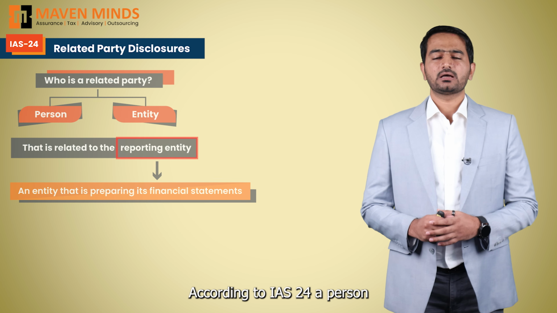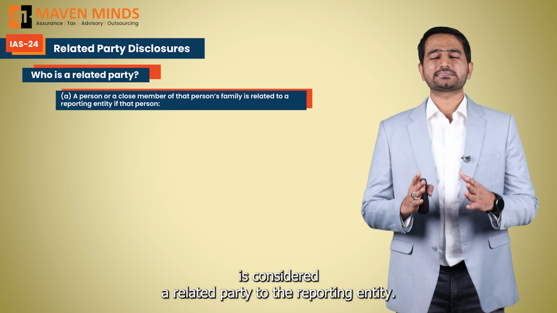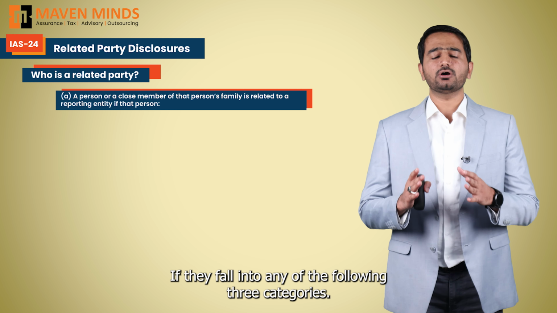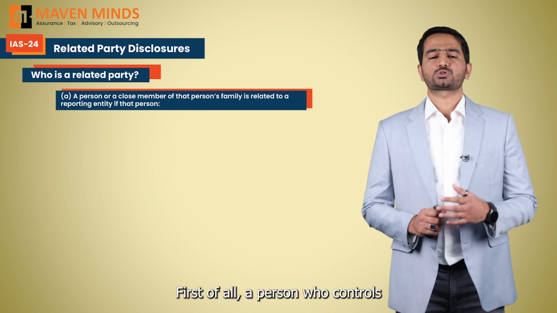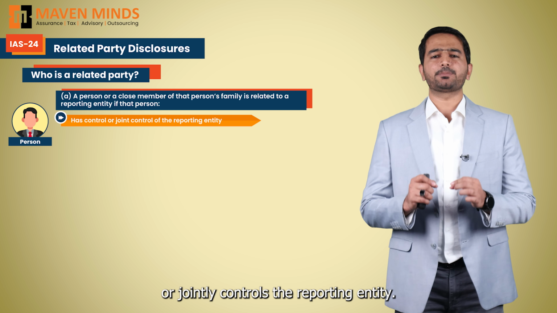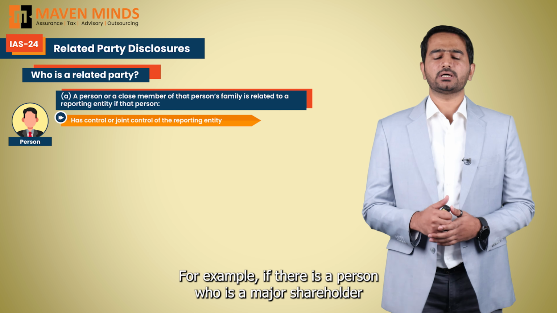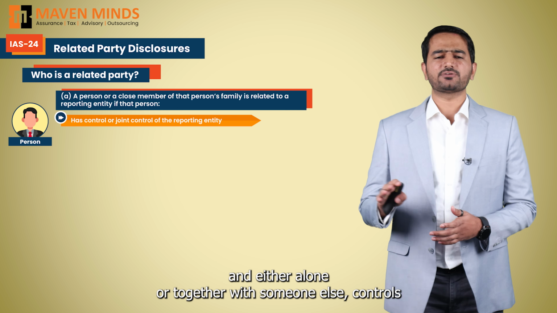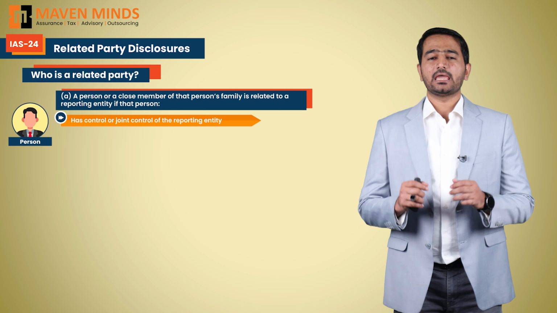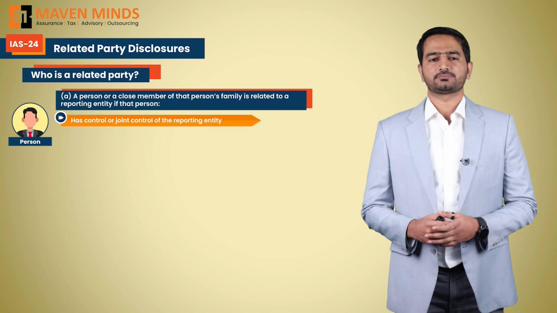According to IAS 24, a person or a close family member of that person is considered a related party to the reporting entity if they fall into any of the following three categories. First of all, a person who controls or jointly controls the reporting entity. For example, if there is a person who is a major shareholder and either alone or together with someone else controls the reporting entity, they are a related party. Any transaction with this major shareholder or the controlling party needs to be disclosed.